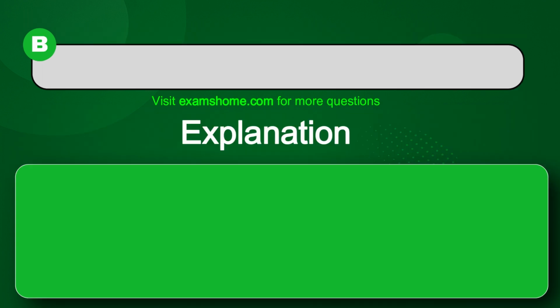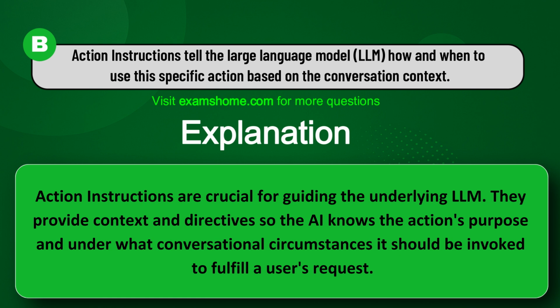Correct answer: B. Action instructions are crucial for guiding the underlying LLM. They provide context and directives so the AI knows the action's purpose and under what conversational circumstances it should be invoked to fulfill a user's request.